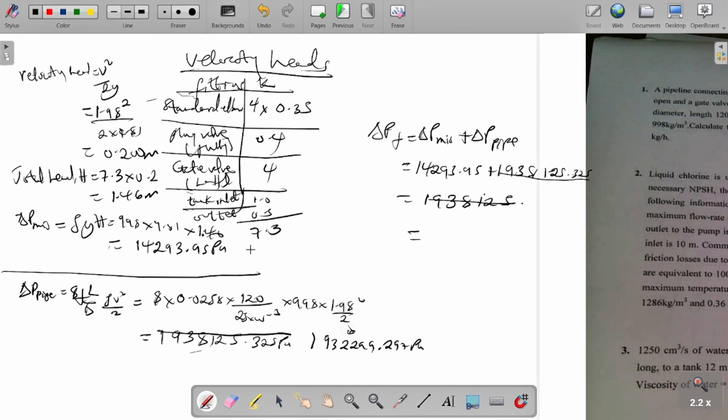So adding this value and this value, we get 1938125.325 Pascal, right? Which gives us 1.9 megapascal. Yeah, 1.9 megapascal, or 1.94 megapascal anyway. Which is closer to the 2.1 megapascal from the equivalent pipe diameter. So these are the two methods that we use to actually solve for the question.